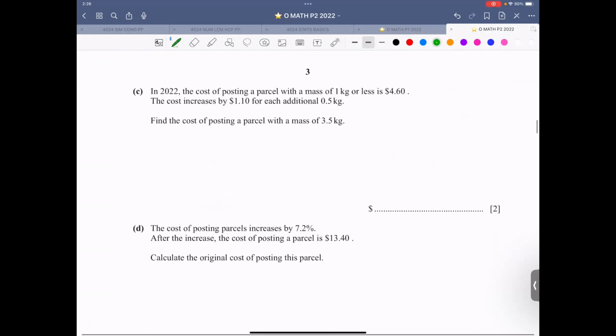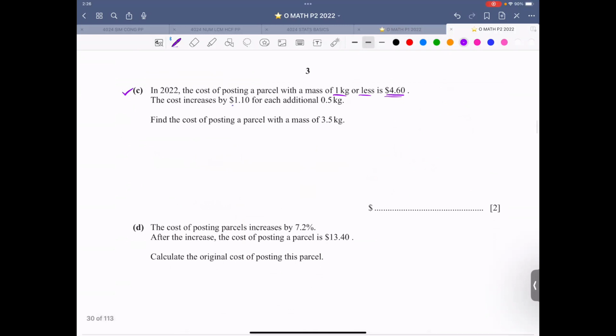Let's move on to part C. Now it says, in 2022, the cost of posting a parcel with a mass of 1 kg or less is $4.60. The cost increases by $1.10 for each additional 0.5 kg. Find the cost of posting a parcel with a mass of 3.5 kg.